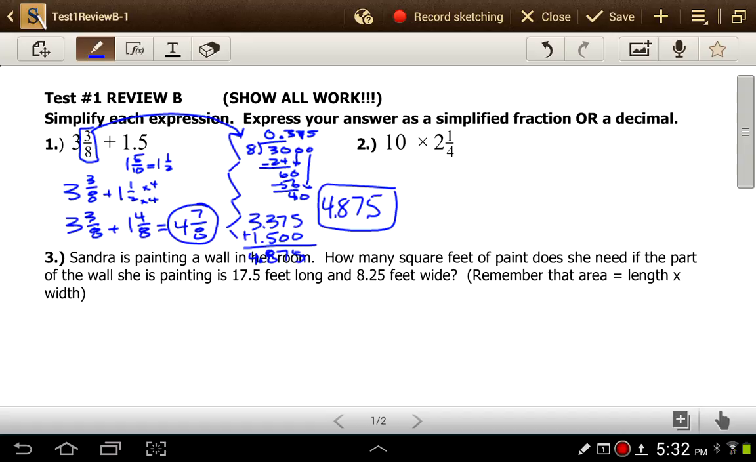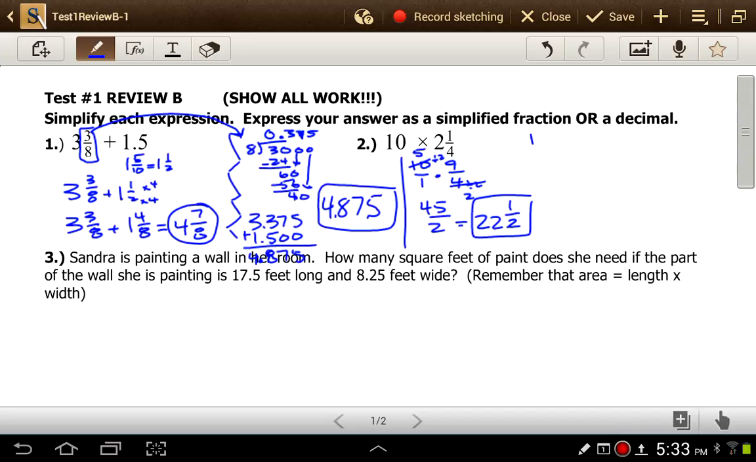Okay? For problem 2, I'm going to do this similarly. So first I'm going to do a fraction, so it's going to be 10 over 1 times 9 over 4. I have to turn them into improper fractions, remember. Then I'm going to cross cancel, so I'm going to divide them both by 2. 10 divided by 2 is 5. 4 divided by 2 is 2. Now when I multiply, I get 45 over 2, which simplifies to 22 and 1/2.